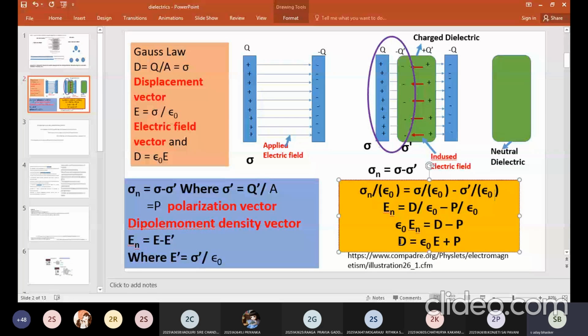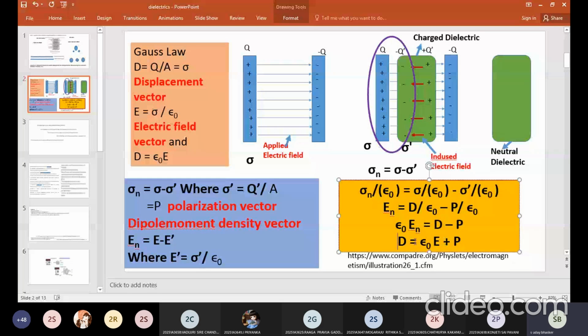Note, D is the displacement vector. I changed En to E because in most textbooks you will see this relation as D is equal to epsilon naught E plus P. But you should understand that the E generally represented here is nothing but the net electric field inside the dielectric, and not the applied electric field. So this is how you get the D, E, P relation.